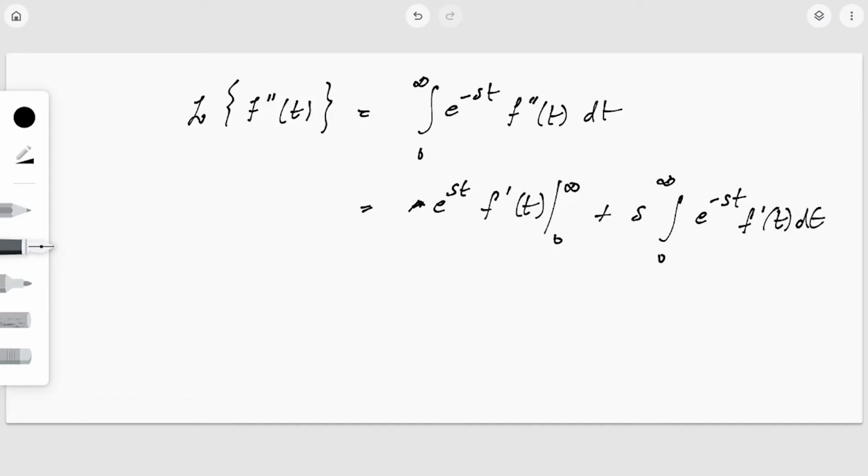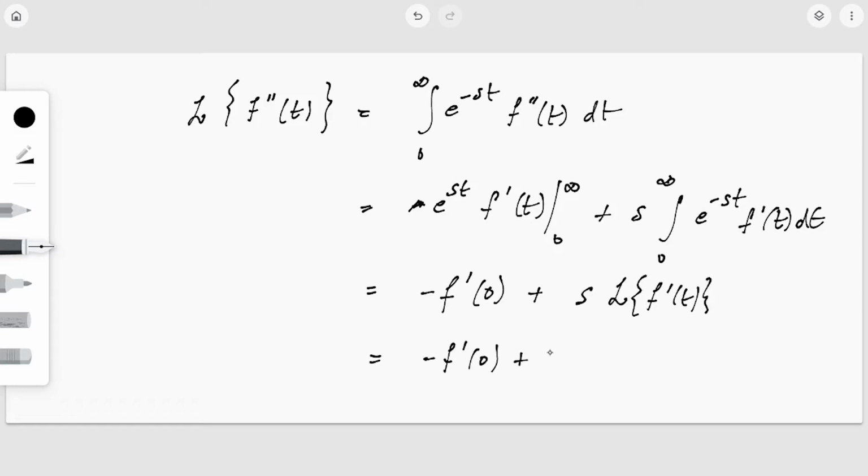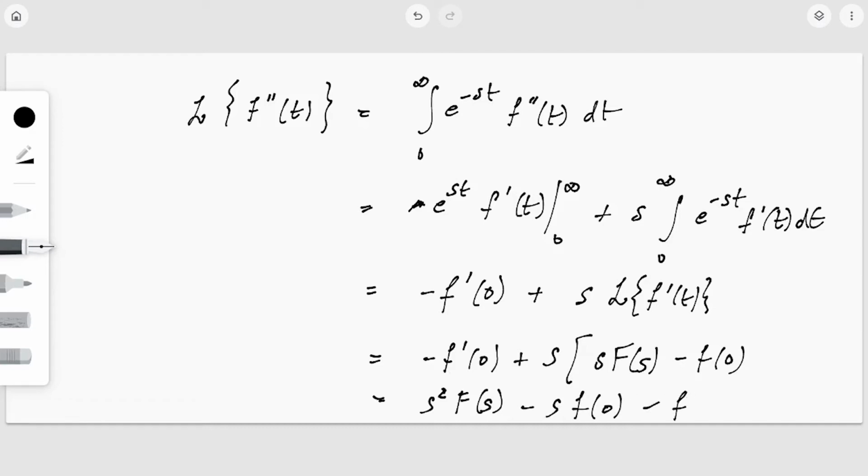Okay, so the first term will become minus f dash of 0 plus s into L of f dash of t, right? So this is minus f dash of 0 plus, what was L of f dash of t? It was s into F of s minus f of 0. So we get altogether s square F of s minus s into f of 0 minus f dash of 0. Okay, so I hope you are getting the point.